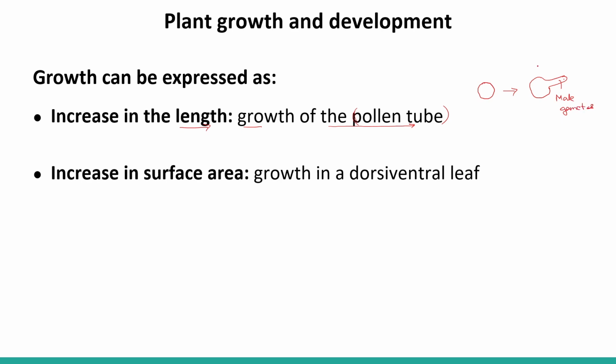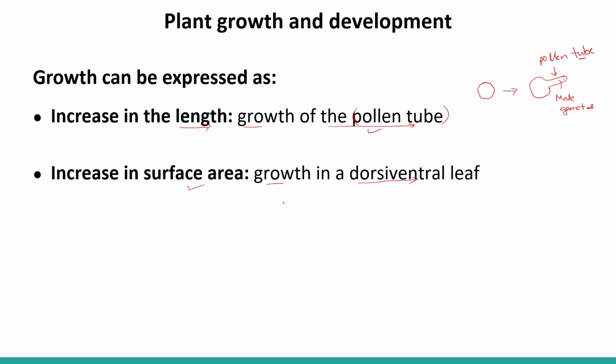Okay, so germination of the pollen and formation of the pollen tube is also considered as growth. Now, the next example can be an increase in the surface area of the leaf. So you can say growth in a dorsiventral leaf.